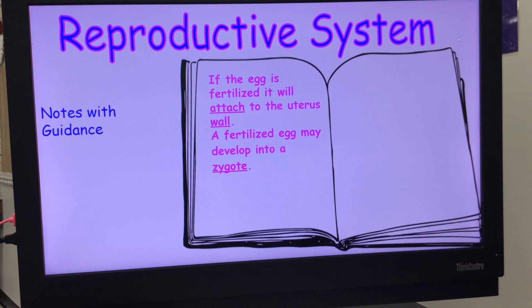For your notes entry, you will write, if the egg is fertilized, it will attach to the uterus wall. A fertilized egg may develop into a zygote.